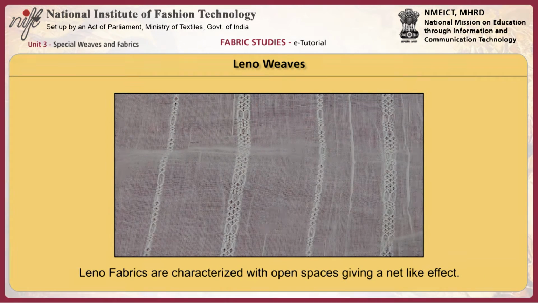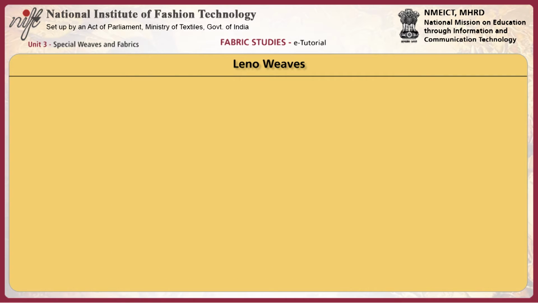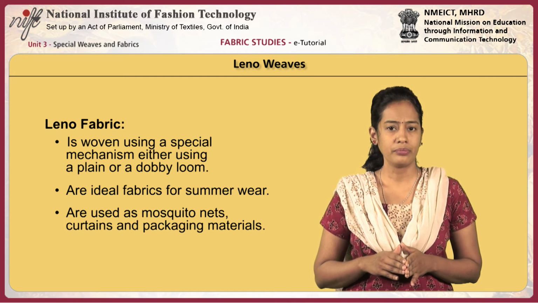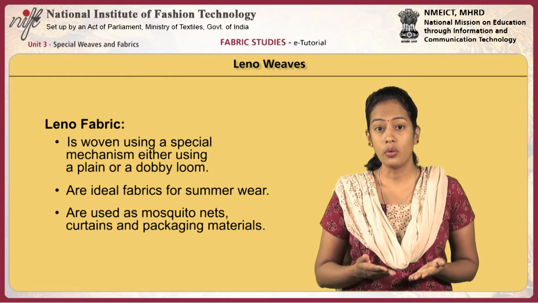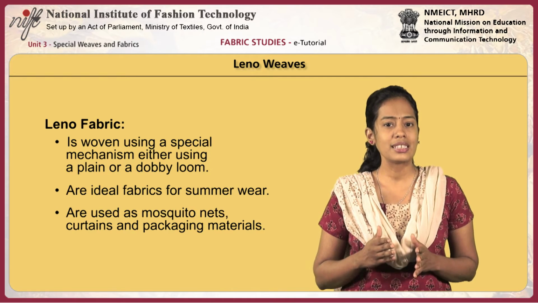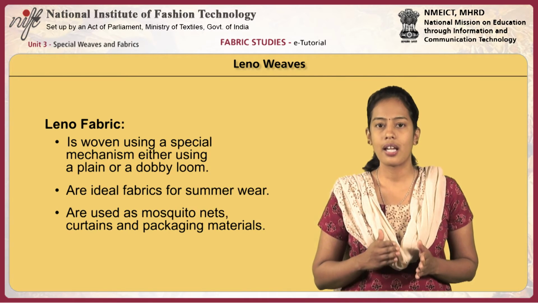Lino fabrics are characterized with open spaces giving a net-like effect. The warp and weft yarns do not interlace with each other, rather a pair of warp yarns twist around weft yarns. This creates an open constructed fabric which is firm and strong without much yarn slippage. Lino fabric is woven using a special mechanism, either using a plain or a dobby loom, and is an ideal fabric for summer wear. Lino fabrics are used as mosquito nets, curtains and packaging materials.